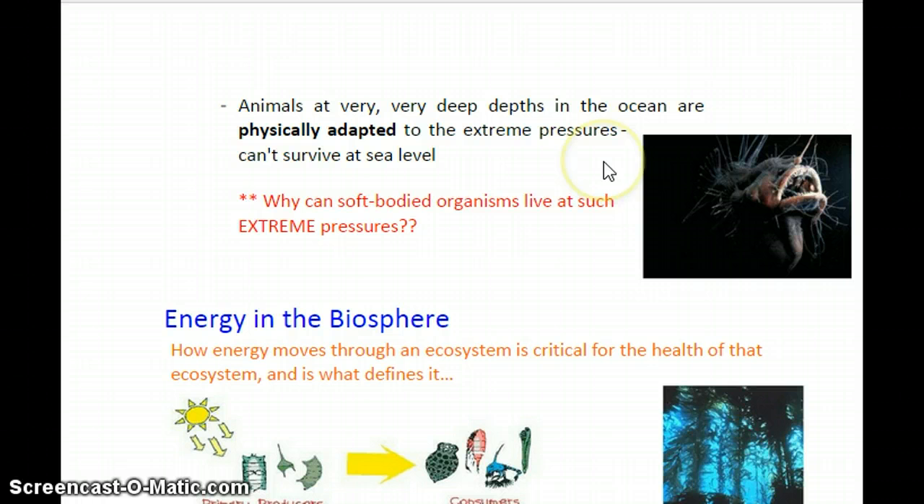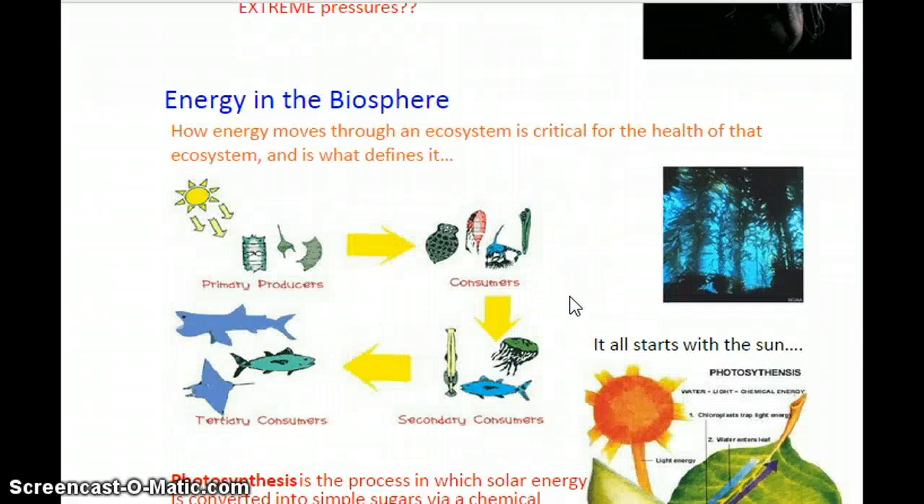But basically the short answer is that they evolved down there. So soft-bodied organisms at these deep, extreme pressures are just really well adapted. They're physically adapted. If you were to take them from the deep sea and bring them up to the surface, their tissues would basically burst because the inside pressure of their body is so much higher than it is here at the surface.